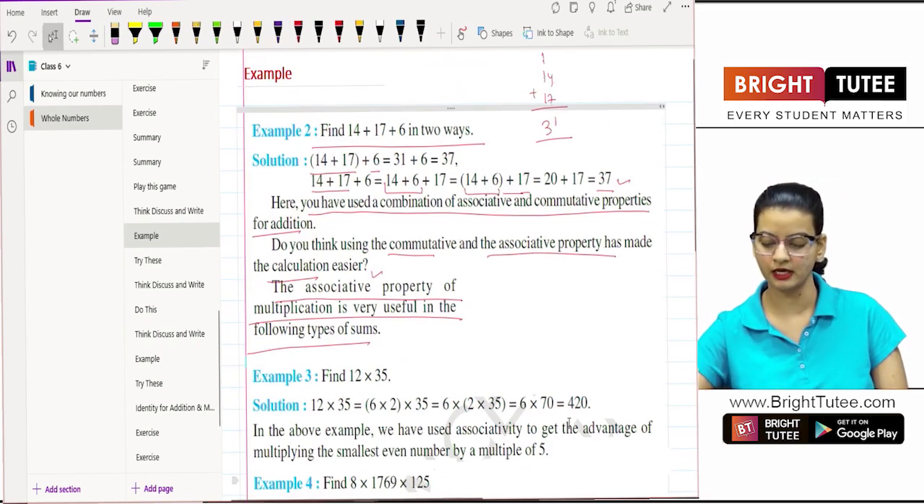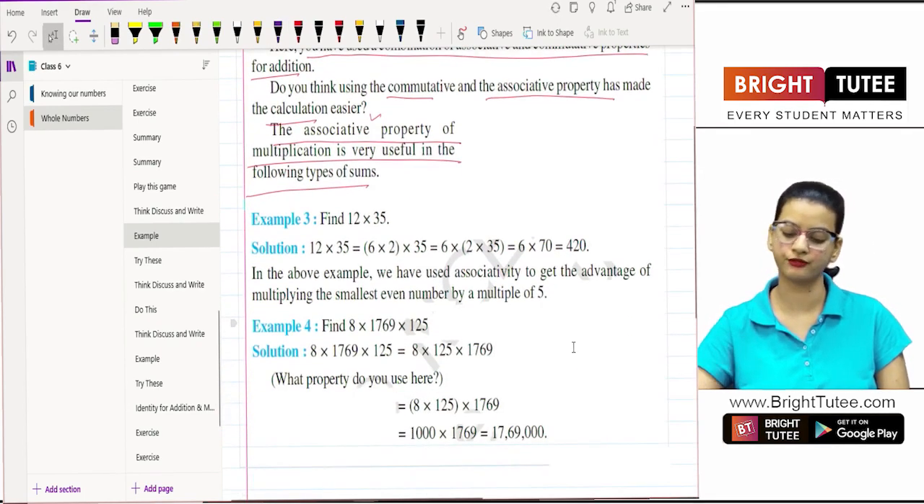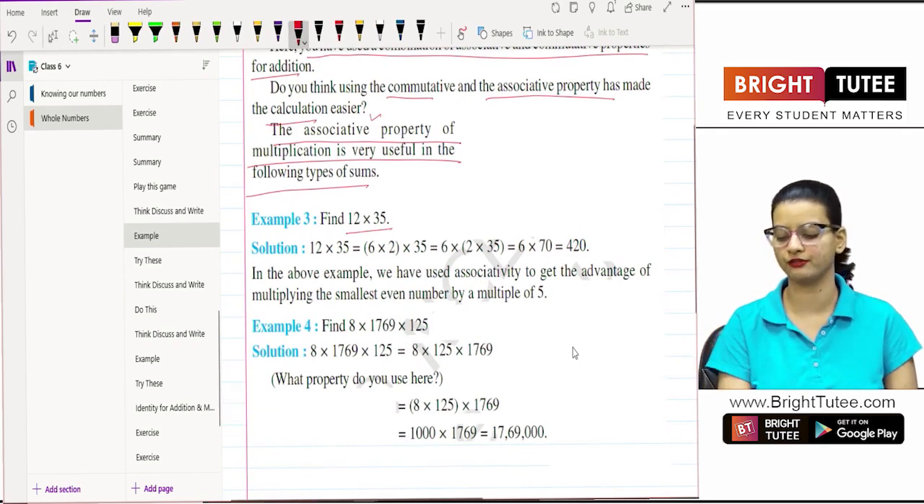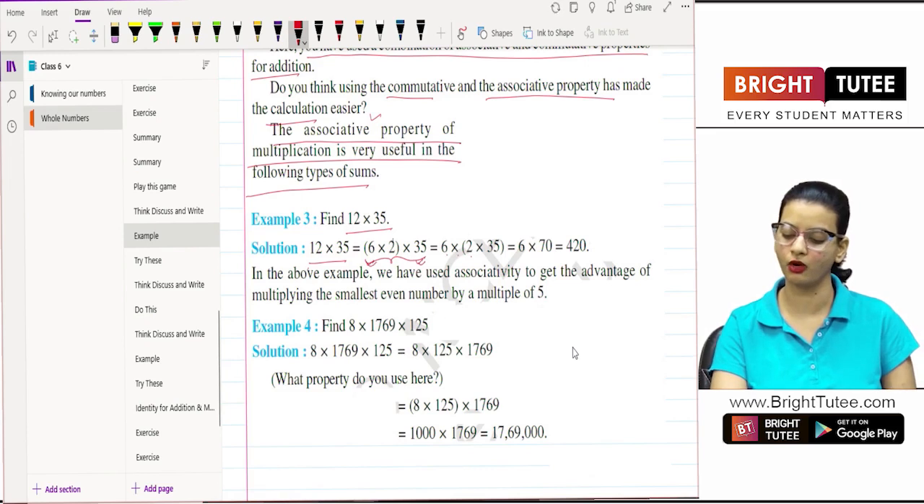Now, let's see this. We have got to find 12 into 35. How will you find this? Now, 12 into 35, we can break this as 6 into 2, that is 12, and this into 35. We can also change the order over here, so we have got 6 into 2 into 35, okay. Now, 2 into 35 is 70 and 6 into 70 is 420.